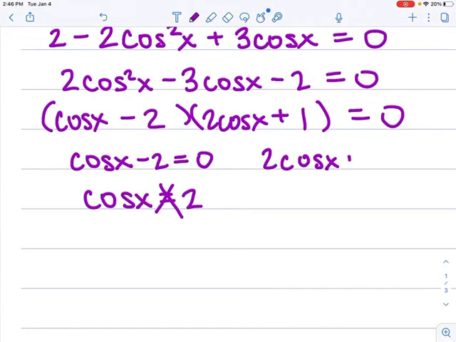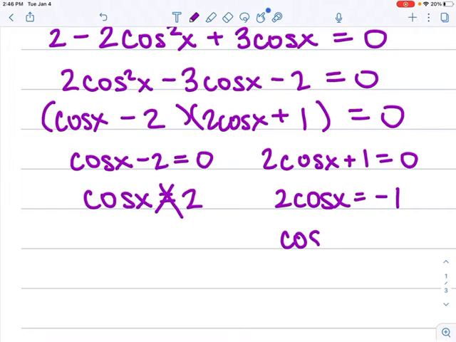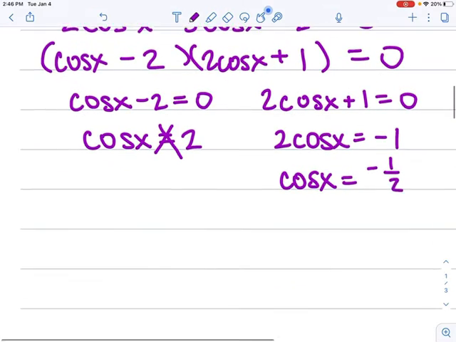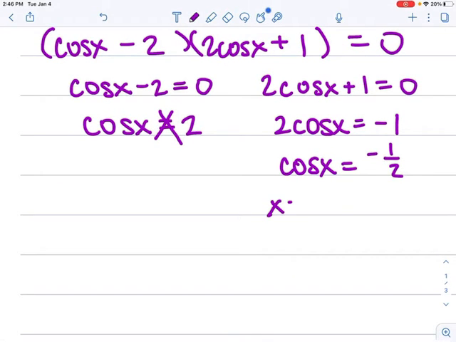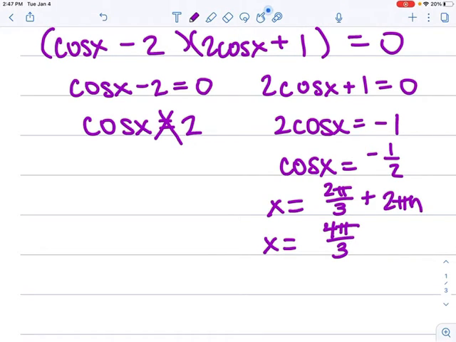Over here, when we set this one equal to 0, we get 2 cosine of x equals -1, which means the cosine of x is -1/2. Okay, well, where does that happen? Well, there's going to be 2 places. Since it's negative, we're talking about the second and the third quadrant. So 2 pi over 3 and 4 pi over 3. And then we have to remember to add that. If we're going to express all of the solutions, we have to add on the period times n.